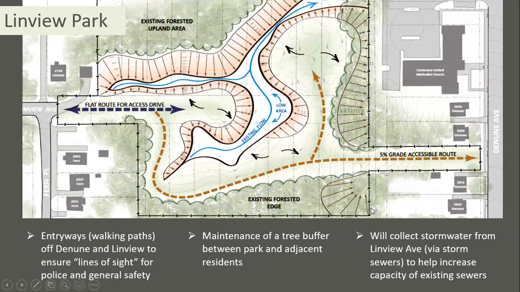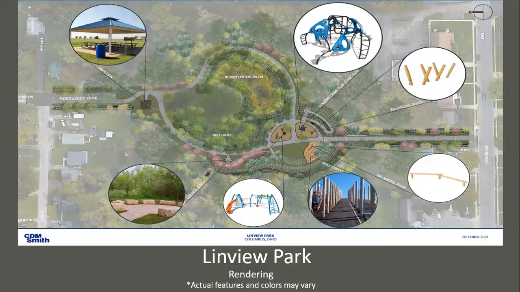And the concept does include collecting the rainwater that is currently collected at Linview Avenue and Fern Place. There's some catch basins at that intersection currently, so those will be redirected to the park area, to the bioretention or rain garden, for treatment in the rain garden.